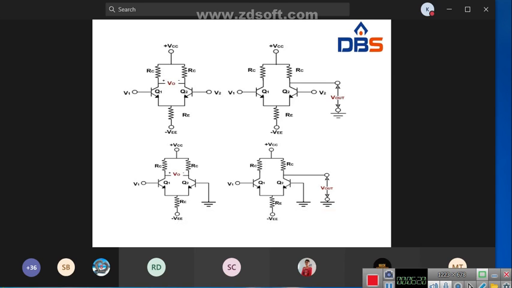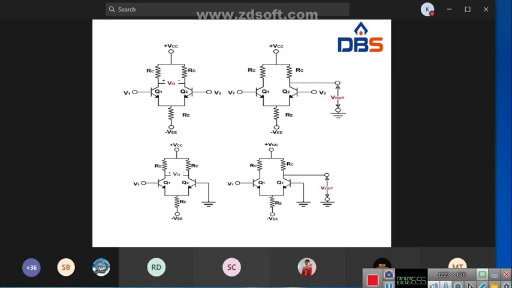If you see this one, here we have two inputs V1 and V2, but the output is taken at only one collector with respect to ground, right? So in this diagram, the output is taken at one collector with respect to ground. This type of differential amplifier is called a dual input unbalanced output differential amplifier.